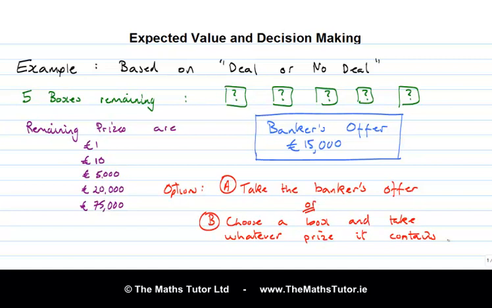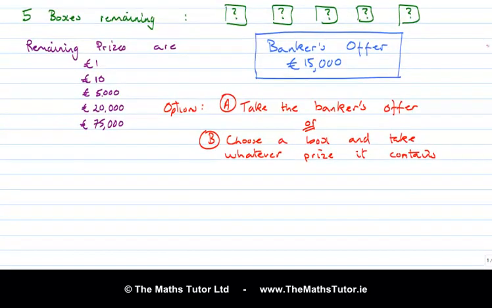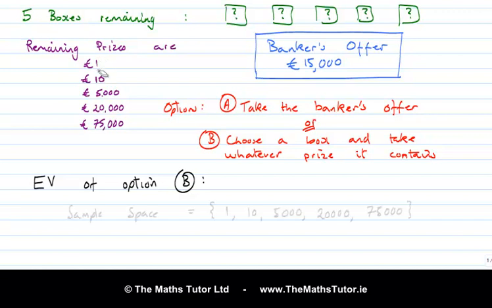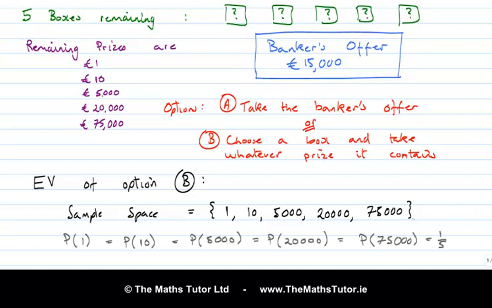Well, expected value can help us make a rational decision here. One thing that we could do is to calculate the expected value of option B. Option B involves a random process. We have to randomly select one of the 5 boxes and take whatever it contains, so we should be able to calculate the expected value. So the first thing to do is to write down the sample space, or to list the possible outcomes. So the possible outcomes are the remaining prizes. And each of these outcomes is equally likely, so the probability of each outcome is 1/5.